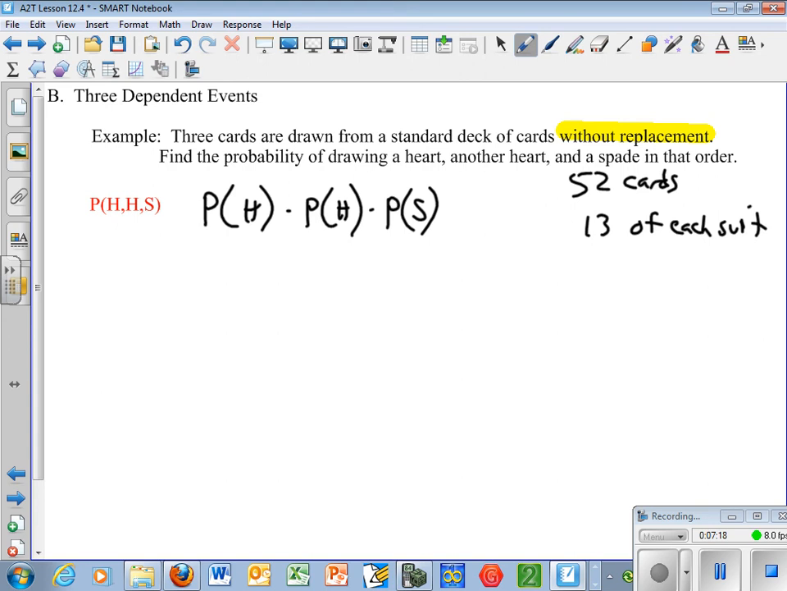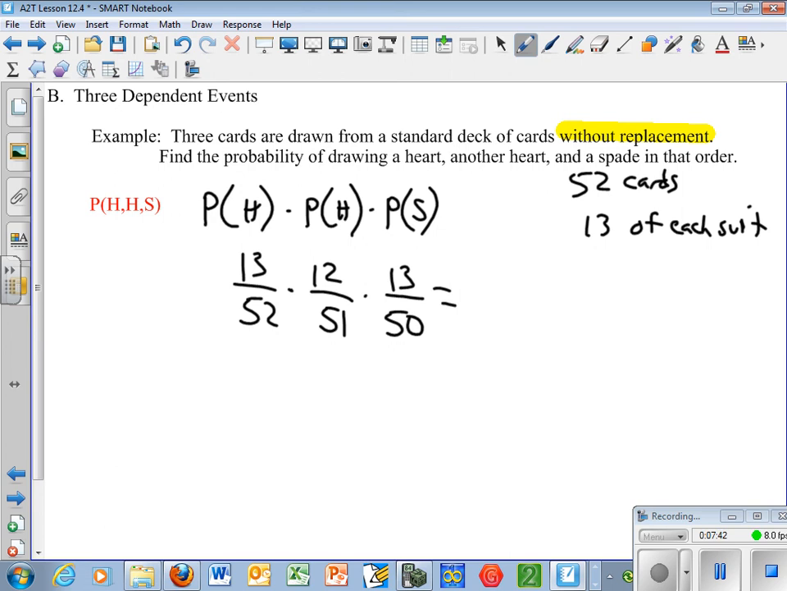So probability of a heart, there would be 13 hearts out of 52, but I drew out a heart. Now it's only going to be 12 hearts left out of 51. And then how many spades? Now we're switching to a different suit, so there's still 13 spades left, but I've already taken 2 cards out, so now there's only 50 left.